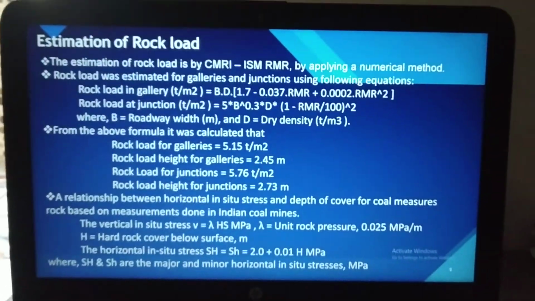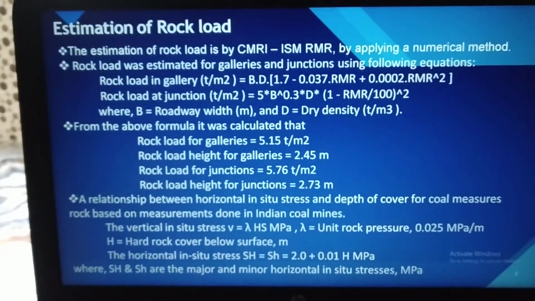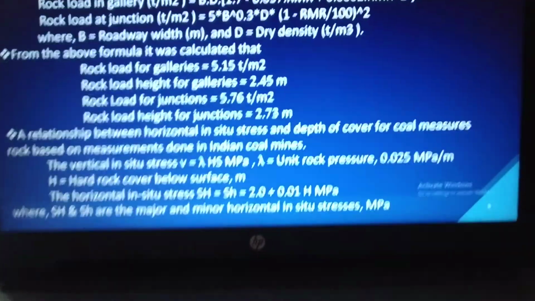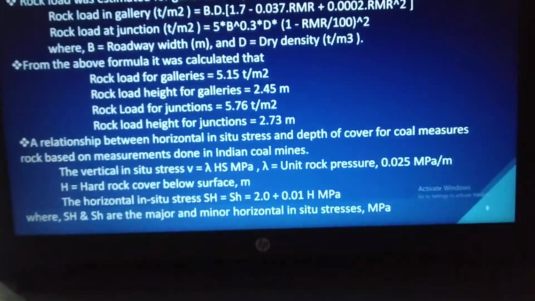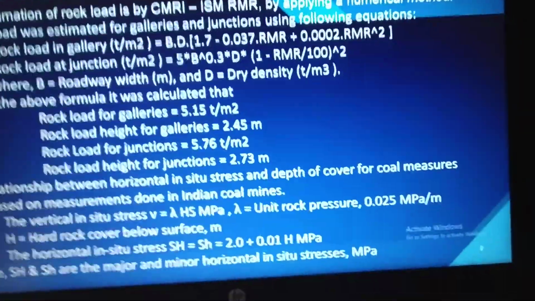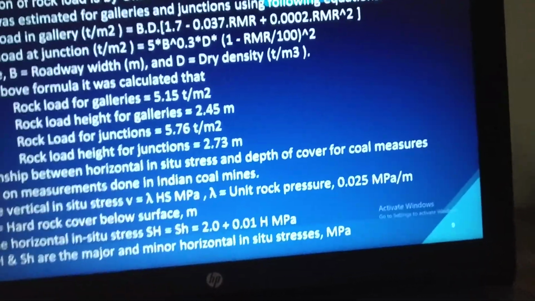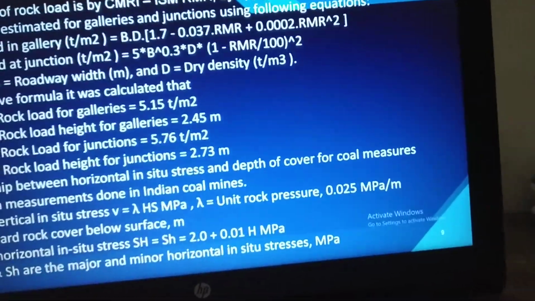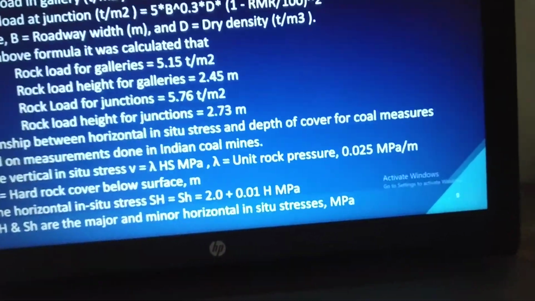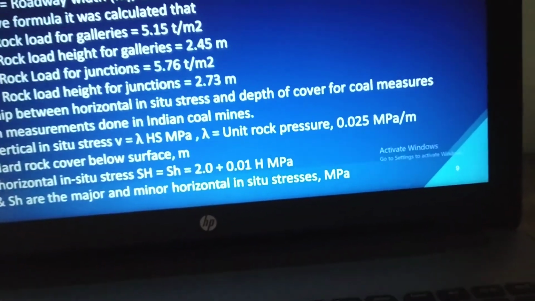So how did we calculate the rock load? The rock load for the gallery and the junctions have different formulas as prescribed by DGMS or Buoyancy, you might say, because the same formula is not taken everywhere. So it is basically B into D into 1.7 minus 0.037 RMR plus 2 into 10 power minus 4 RMR square for the galleries, and for the junction it is 5 into B power 0.3 into D into 1 minus RMR by 100 whole square.